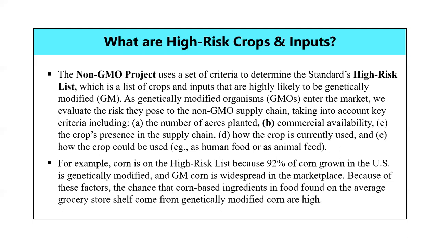So, for example, corn is considered a high-risk crop because 92% of the corn grown in the U.S. is genetically modified, and GM corn is widespread in the marketplace. Again, this applies the criteria set by the Non-GMO Project: corn has become high-risk because 92% of the corn grown in the U.S. is genetically modified, for the following reason. It is widely available in the market, and it is planted in a vast amount of land. Okay, so for them to cultivate that particular amount or density of corn, of course, it has to be genetically modified.